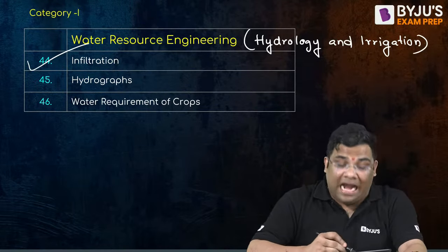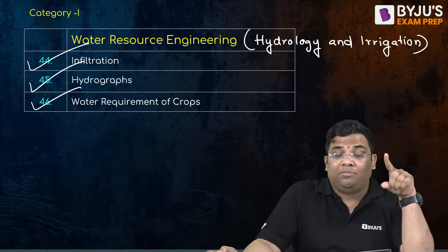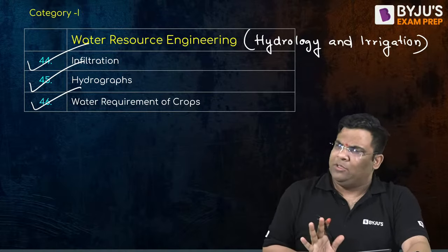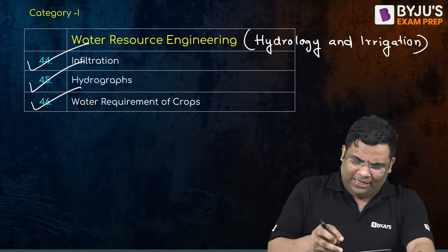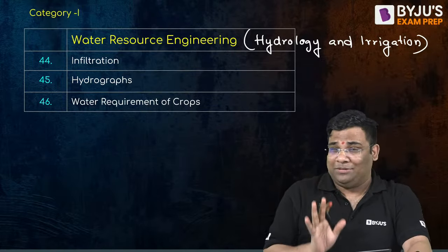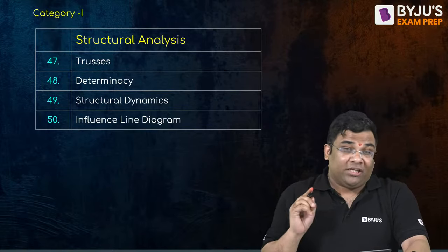Infiltration and hydrographs, okay, from hydrology. And water requirement of crops from where? From your irrigation. Yes, category 1. This much only. First complete this. Category 2 is still remaining. Don't worry, have patience. Then is structural analysis.